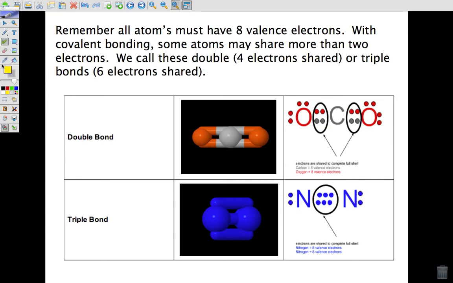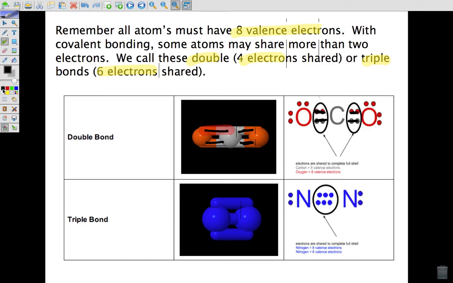But first, we need to remember that if they have to have 8 valence electrons, we can have double bonds and we can have triple bonds. Double bonds are when 4 electrons are shared. So if you look down here on CO2, we have a bond here and a bond here. We call that a double bond, and we represent that by the sharing of 4 electrons. Now it just so happens that this carbon and this oxygen have a double bond as well, so they share 4.